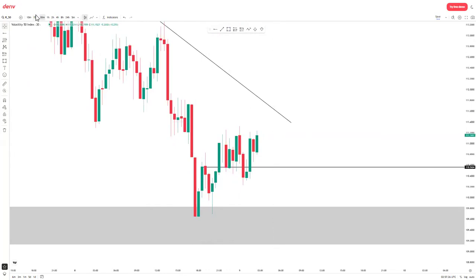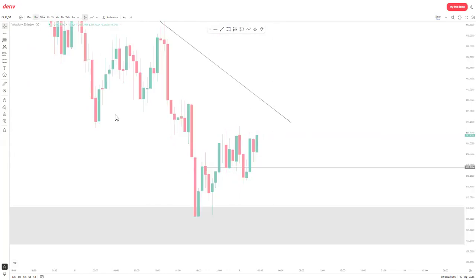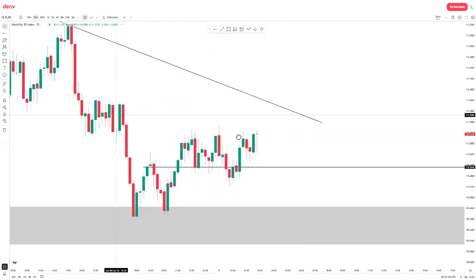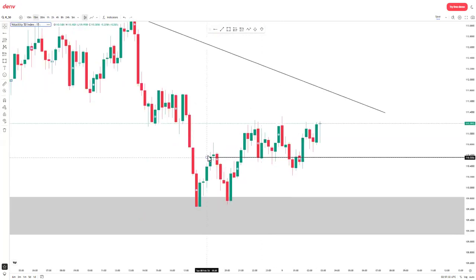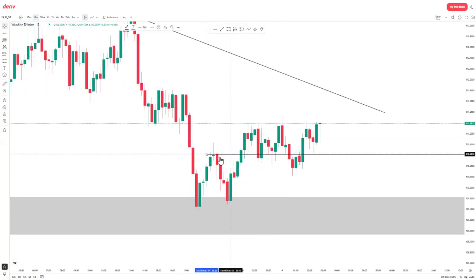Move to 15 minutes so that you can get a clue or a better understanding of what happened here. You then check, okay, here's my resistance. The market decided to break the resistance and go up. Why did the market turn here specifically? The answer is on your left-hand side.